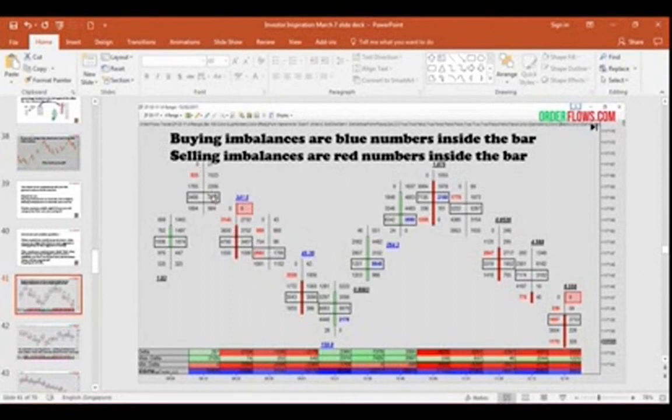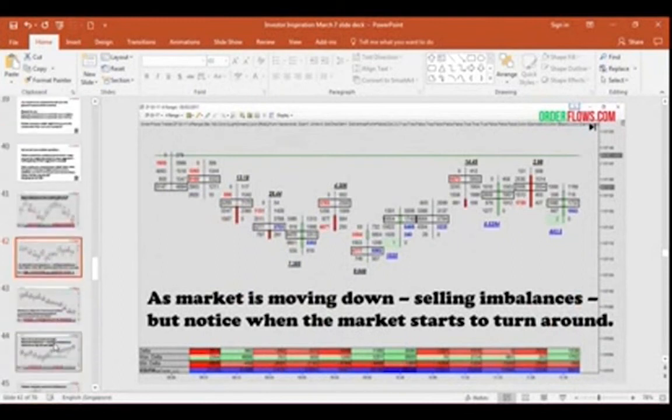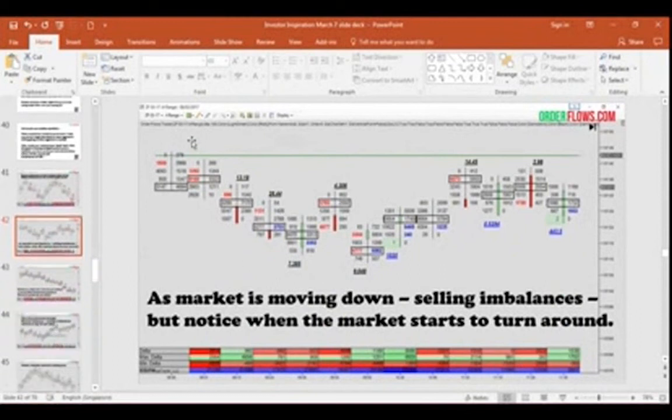But as the market's going down, you see selling imbalances. You see sellers in control. On a market that's going up, you see buying imbalances. Buyers are in control. You're going down, more reds. Going back up, more blues. Going back down, more reds. Yeah, it sounds simple, right? That anybody could do it, but people don't look at this information, and it sometimes just makes me bang my head against the wall. Like I said, people try to make things more complicated, and in the end, they just shoot themselves in the foot.